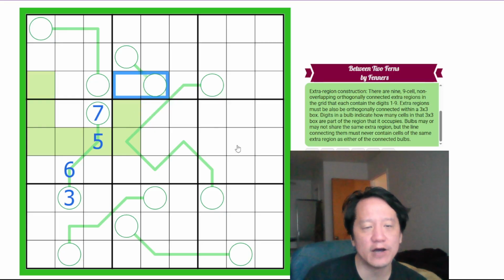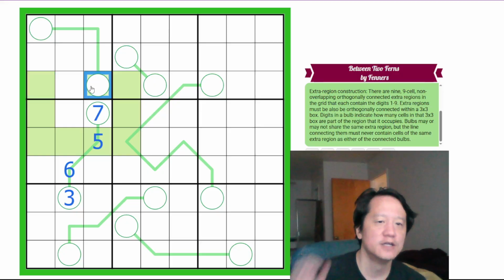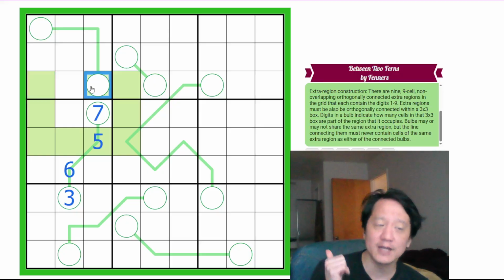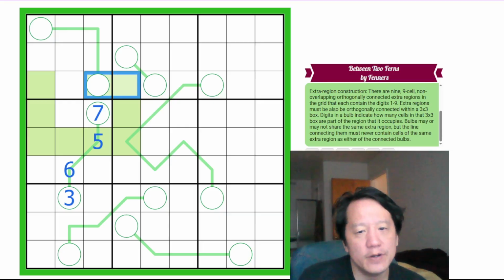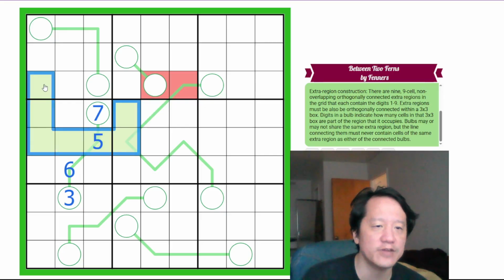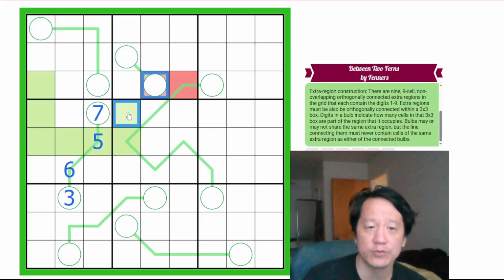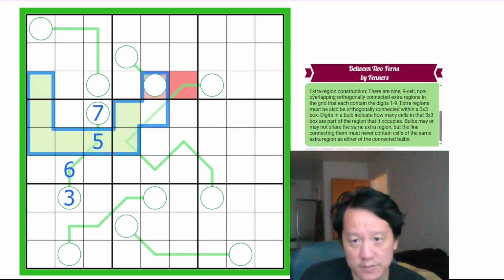What would not be a valid orthogonally connected region? Well, I showed one, but this is only specifically because the extra region must also be orthogonally connected in each 3 by 3 box. This is not valid, though, as an orthogonally connected region, because these two cells, while they can get to each other by going through edges while staying within the region, they can't get to any of the other cells in the region just through edges while staying within the region. They would have to go through a corner here, or go through an edge here, exiting the region, which is not allowed. So keep that in mind.